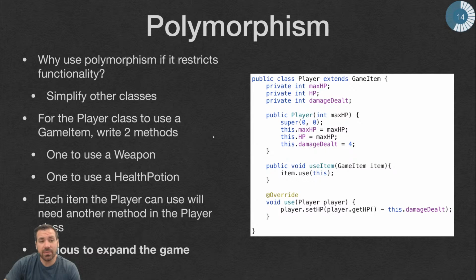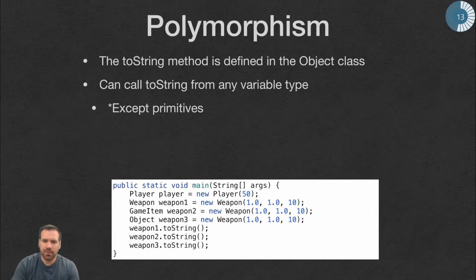So the variable determines if a method can be called, and the object type determines what happens when the method is called, which method is called. So that's the big downside of polymorphism, is you restrict yourself. Actually, I want to go back to the slide. So you restrict yourself on what you can do.